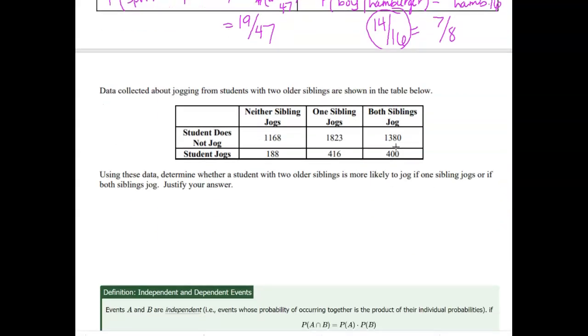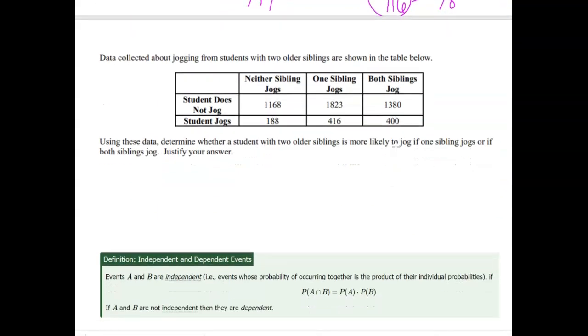All right, now what we can do is compare and actually see which one is more likely or which one is less likely. And so that's really about as hard as it can get. It's just a comparison. So on a quiz, I would want to see your justifications, and justifying is really just your two comparisons. So we're talking about jogging and siblings. Using the data, determine whether a student with two older siblings is more likely to jog if one sibling jogs or if both siblings jog.